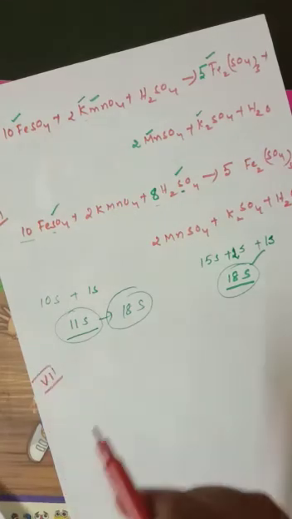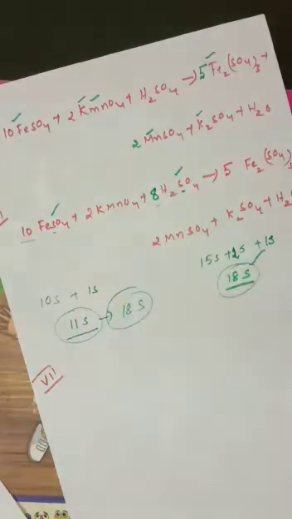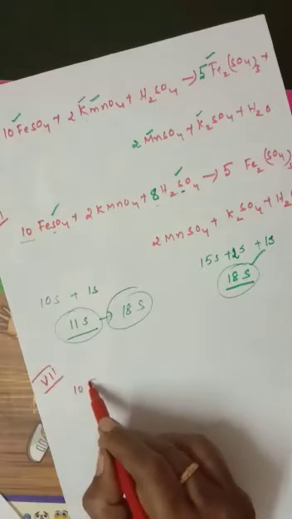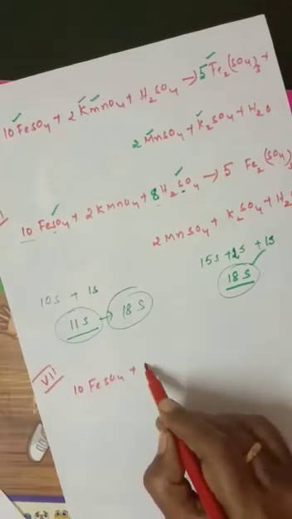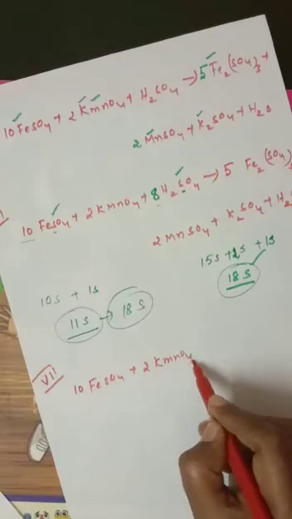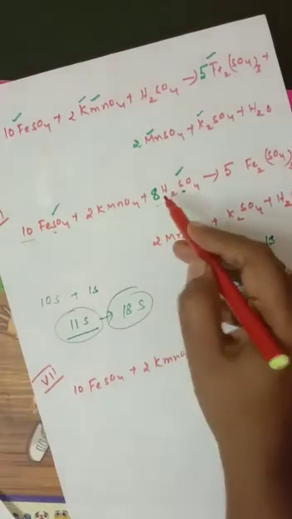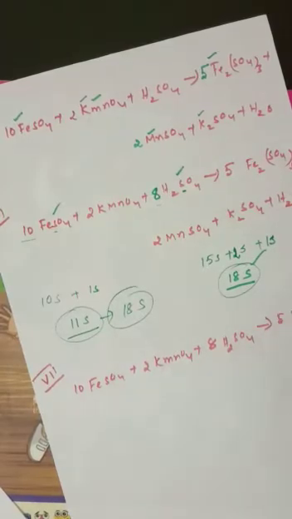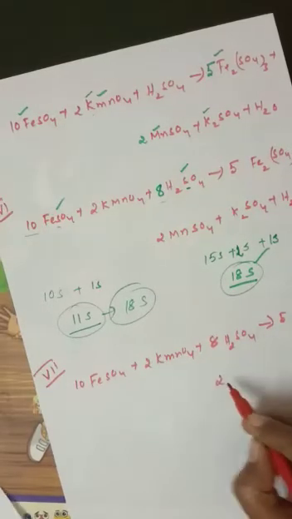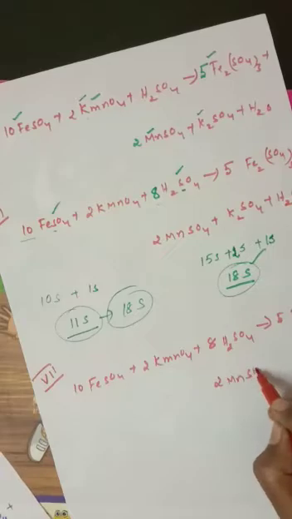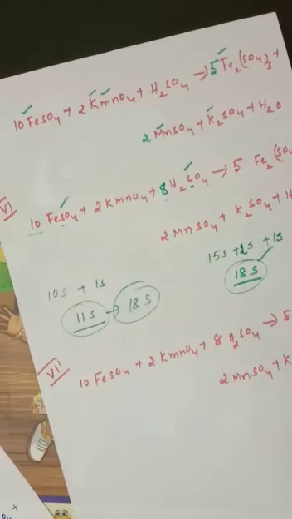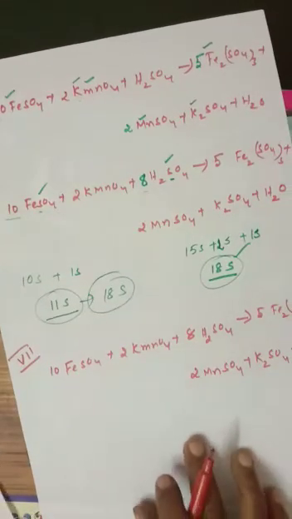Seventh step. Now we still want to balance hydrogen as well as oxygen. Is it right? Now hydrogen. I am writing the same equation once again. 10 FeSO4 plus 2 KMnO4 plus 8, I am writing, no, already balanced. Hydrogen is balanced. H2SO4 gives 5 Fe2(SO4)3 plus 2 MnSO4 plus K2SO4 plus H2O. Now we are going to balance hydrogen.